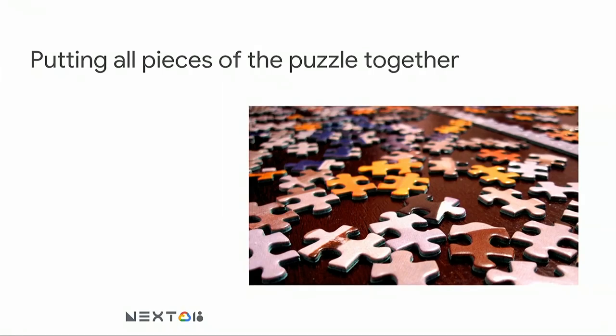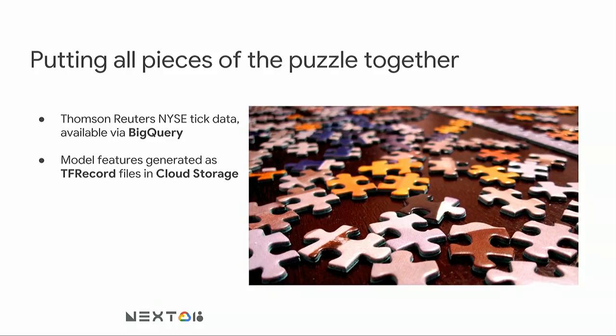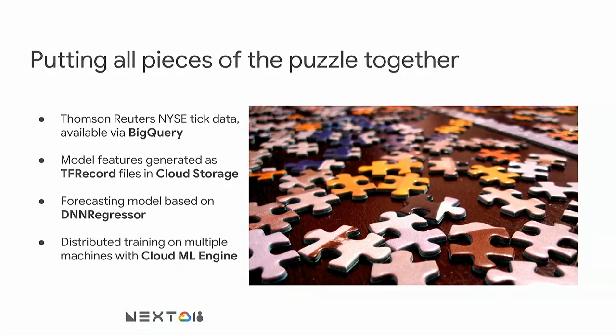So to wrap up, what have we accomplished? We have shown how to build model features using Thomson Reuters data in Google Cloud using BigQuery. We have looked at how to serialize input features into TFRecord files in cloud storage. We have seen how to construct DNNRegressors and build and train the models locally. And we have seen how to train the model as a scalable distributed application using Cloud ML Engine with multiple workers.